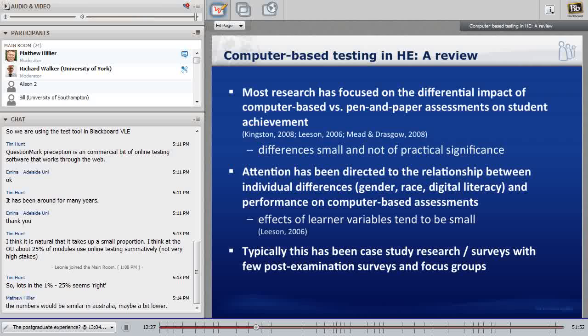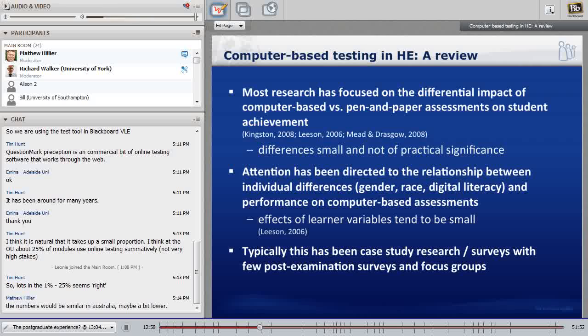computer-based testing. We found that one of the limitations in the research has been that it's been largely case study research, looking at one-off interventions. And although there have been focus groups and the like, what we're not seeing is post-examination surveys and follow-up research to look at the sustainable and long-term effects of computer-based testing.